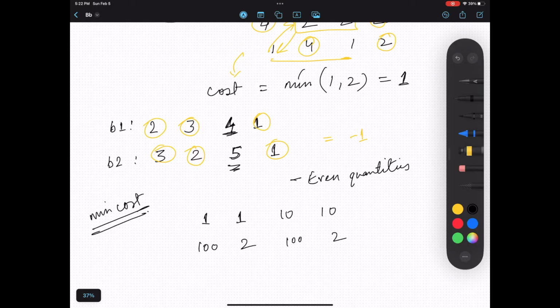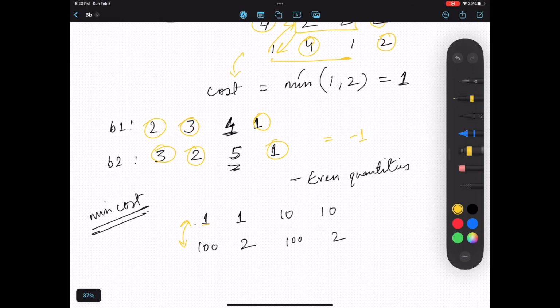So what would be the minimum cost? First let's try it out. What we would do is swap 1 and 100. First notice that every quantity is even. 1 is 2 times here, 10 is 2 times here, 100 is twice, and 2 is twice.